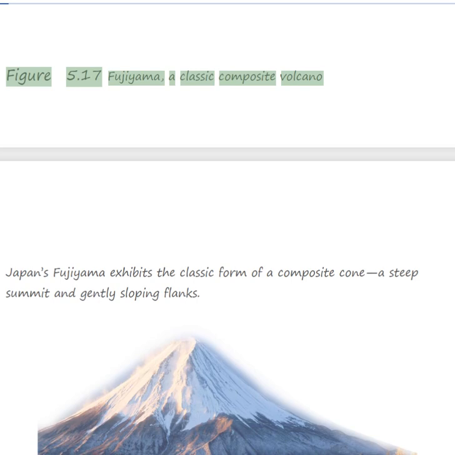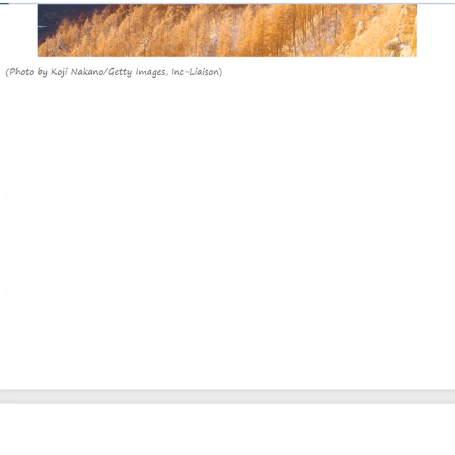Figure 5.17 Fujiyama, a classic composite volcano. Japan's Fujiyama exhibits the classic form of a composite cone, a steep summit and gently sloping flanks.